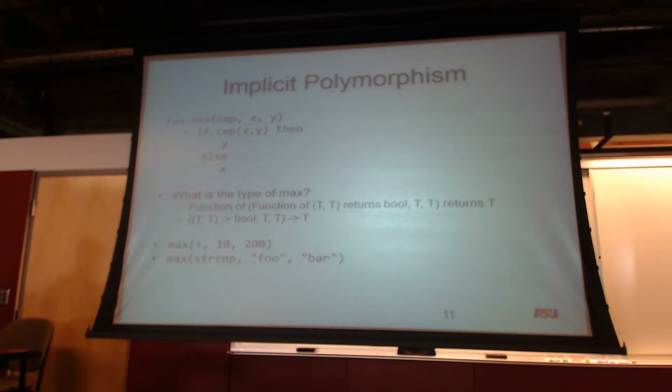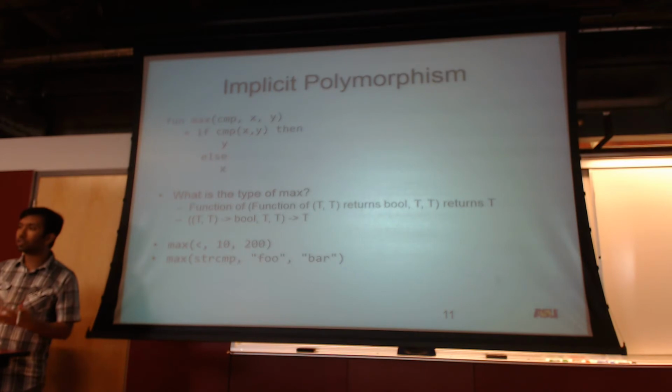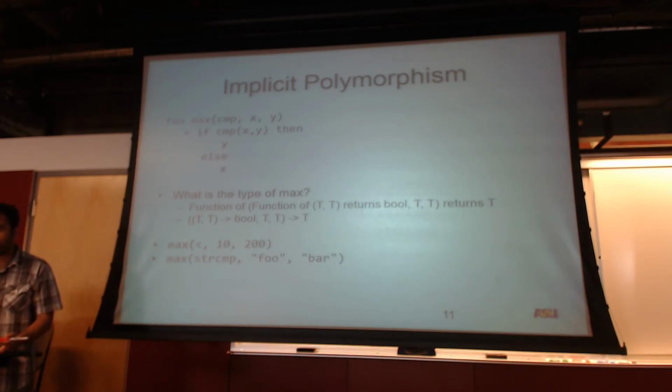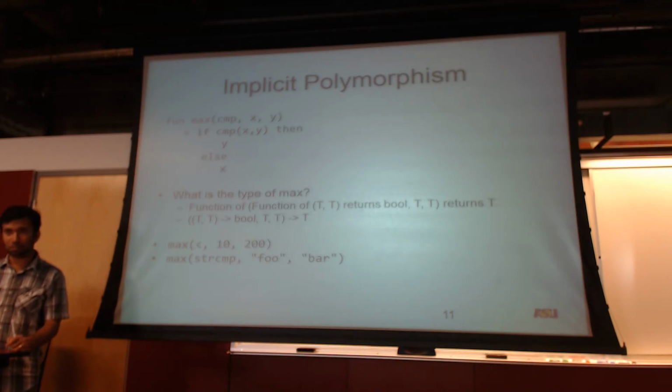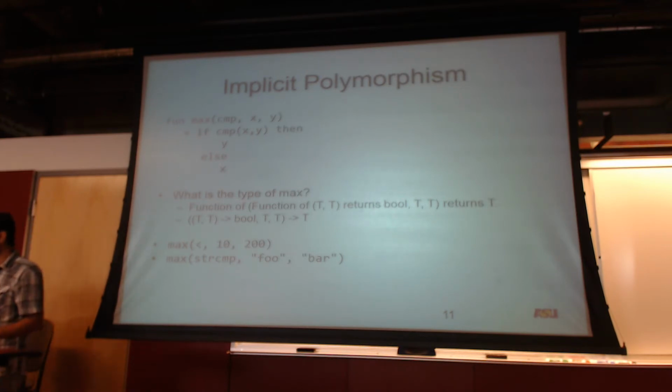Then we can also use this strcmp, right? Foo bar. We can also use max like this. So that is another example of implicit polymorphism. You have the same function max, and you're using it to pass integers, or you're using it to pass strings. Now how do we know which function you are calling? Is it the string function or the integer function? That is the task of the type inference system. We'll talk about the type inference system in a bit.